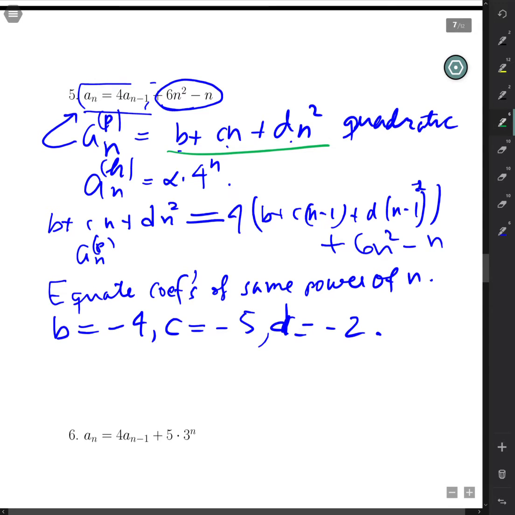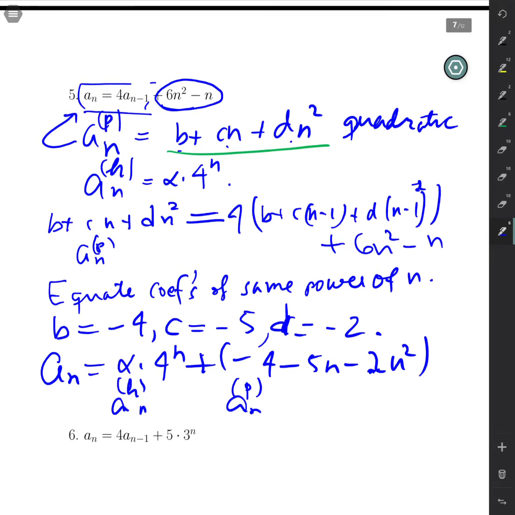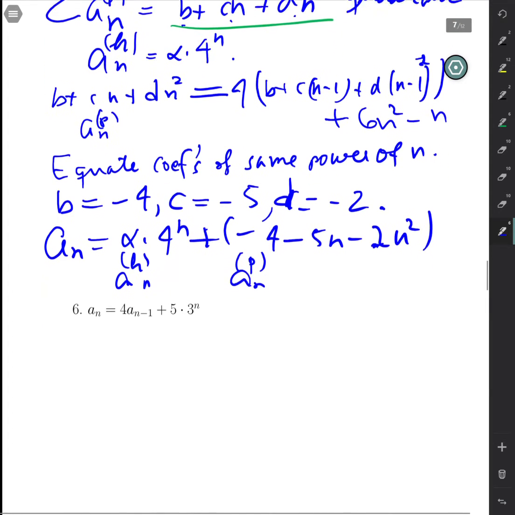Yeah. So our solution in this case would be an is the homogeneous, alpha 4 to the n, that's the homogeneous, plus the particular, and the particular one we found was -4 -5n -2n squared. So there's the general solution. In that case, it is our typical sort of solution plus a quadratic here. I could have written this differently without the plus and just have minus over here, but that's the way that one works out. I'm going to do a few more of these, but I think what I'll do is you can check the calculations on that last one to see how that came about.